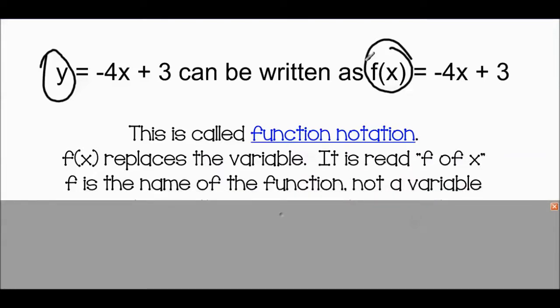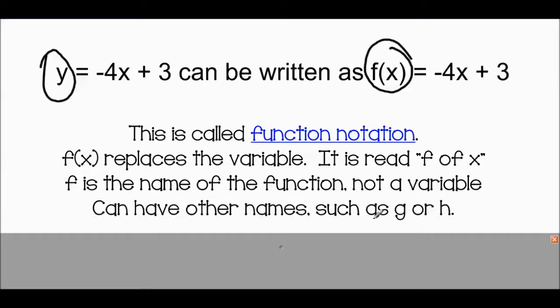F is the name of the function, not a variable, and it can have other names such as g or h, so it might say g of x or h of x. And it names the function because, as you see in our next slide, that could be significant of the real life situation it's representing.